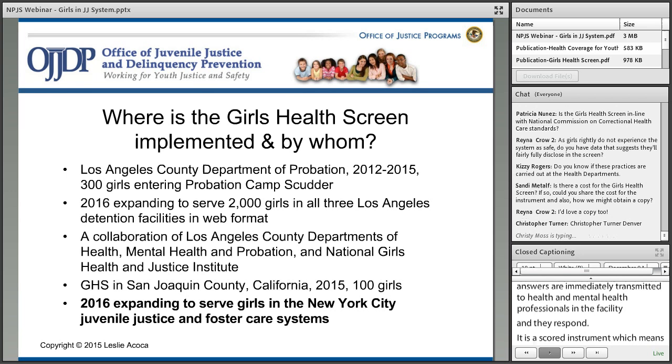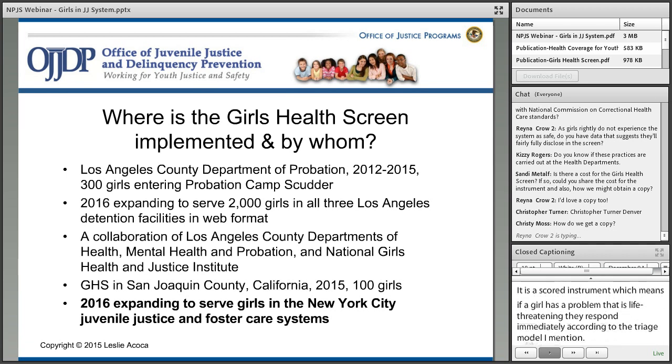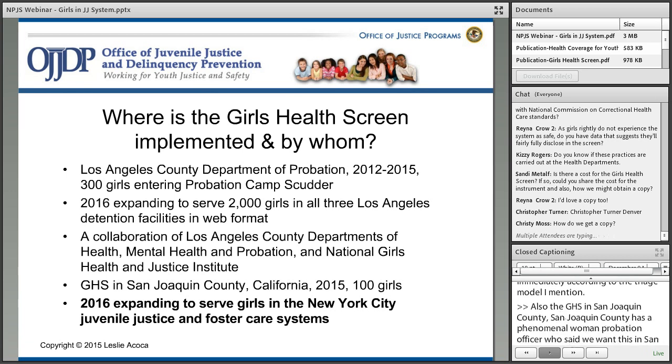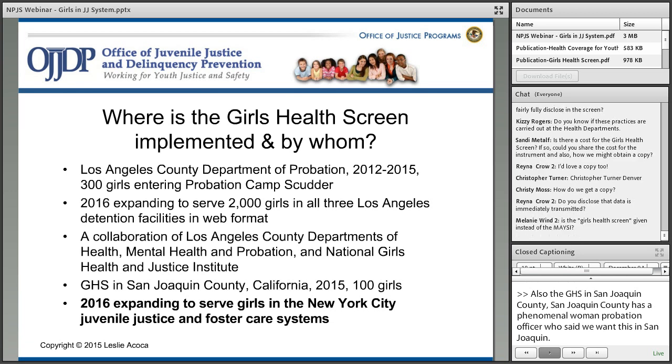My hat's also off to the GHS in San Joaquin County. San Joaquin County has a phenomenal woman probation officer who said, we want this in San Joaquin. And while it's taken a long time to get the Girls' Health Screen into Los Angeles because it was where we started, San Joaquin County got the iPad version of the Girls' Health Screen and integrated it into detention for every girl in Stockton inside of about 3 months. So it can be done.